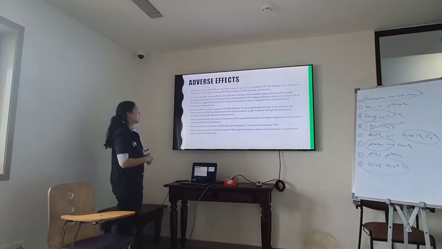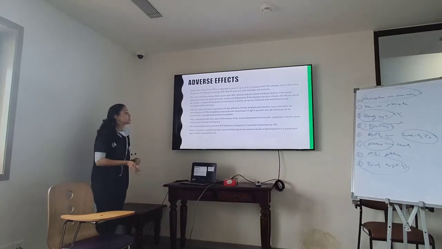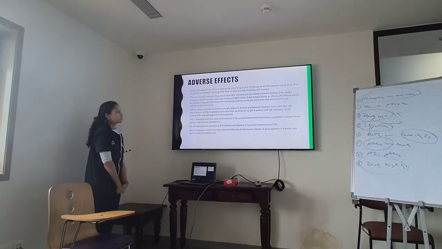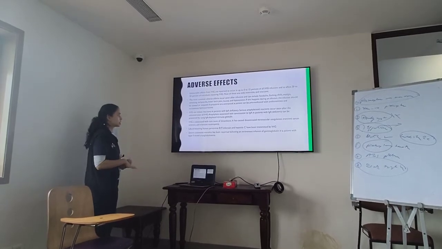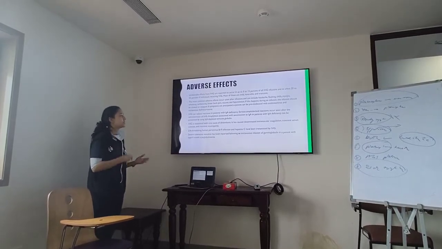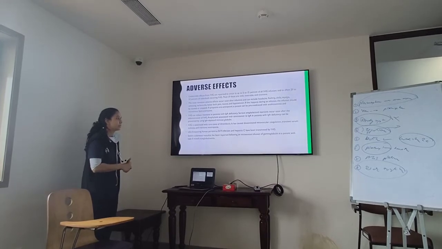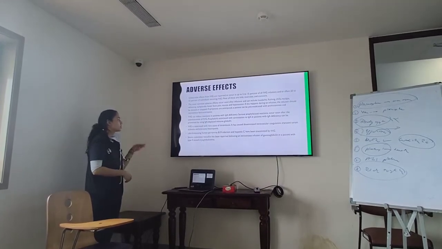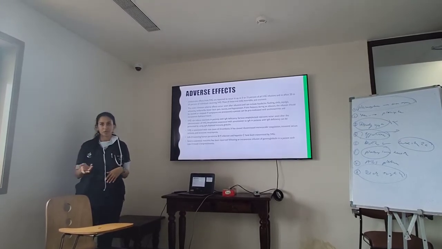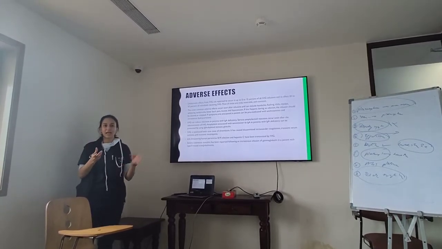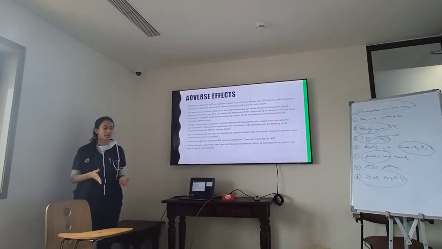Now, IVIG can also induce reactions in patients with IgA deficiency. Here they can have a severe anaphylaxis reaction soon after administration of IVIG. This is associated with sensitization to IgA in patients with IgA deficiency. You can prevent it by using an IgA-depleted immunoglobulin, because anyway the percentage of IgA in your IVIG is only 15%.